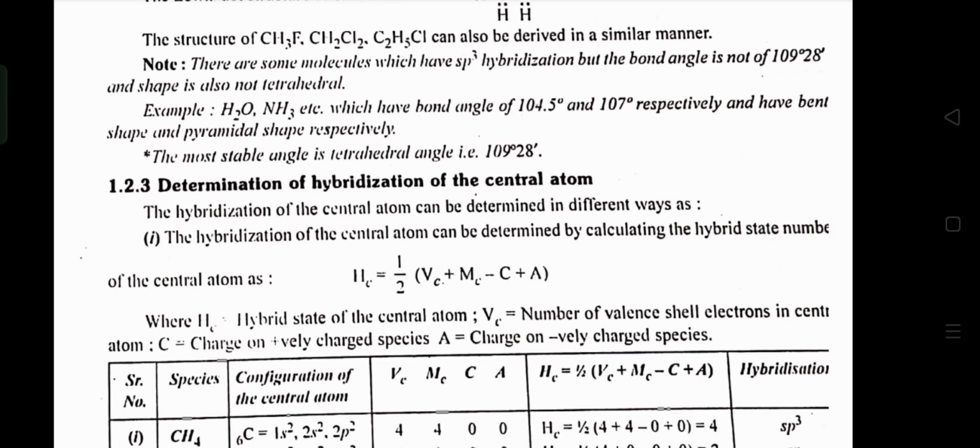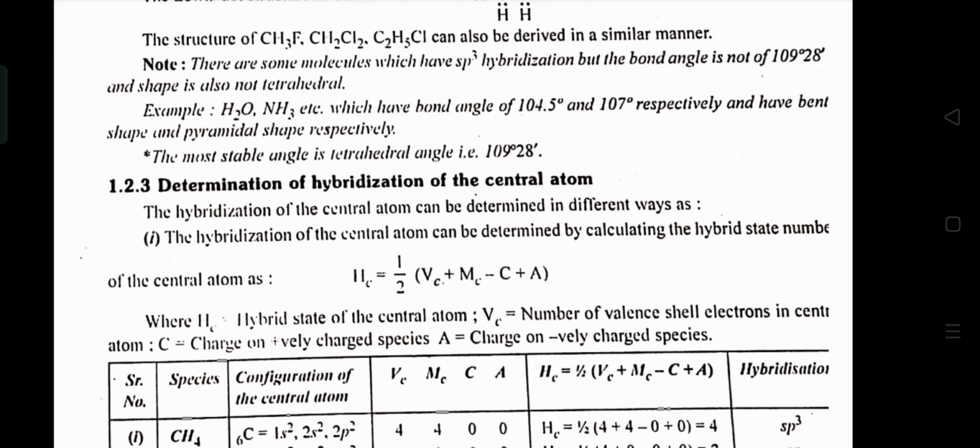Note, there are some molecules which have sp3 hybridization, but the bond angle is not 109 degrees 28 minutes and the shape is not tetrahedral. Examples are H2O and NH3, which have bond angles of 104.5 degrees and 107 degrees respectively, with bent shape and pyramidal shape respectively. The most stable angle is the tetrahedral angle, that is 109 degrees 28 minutes.